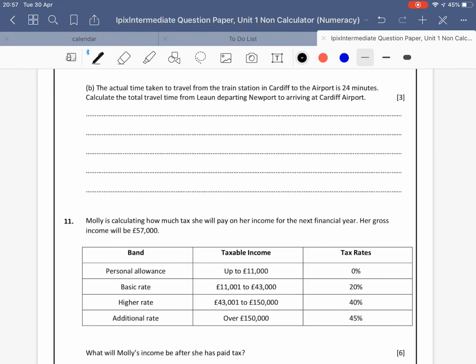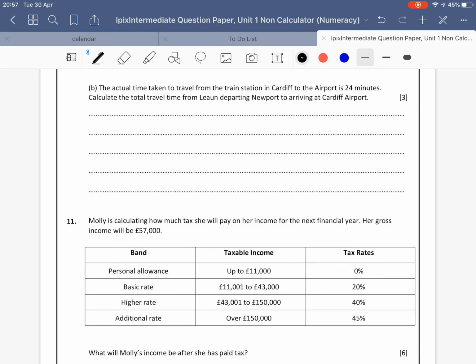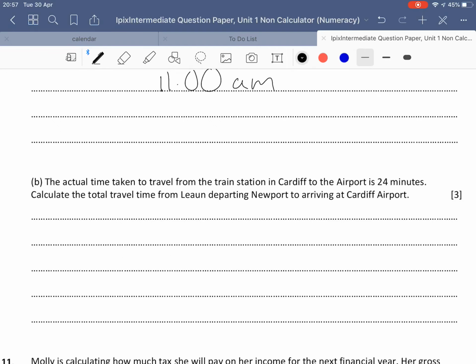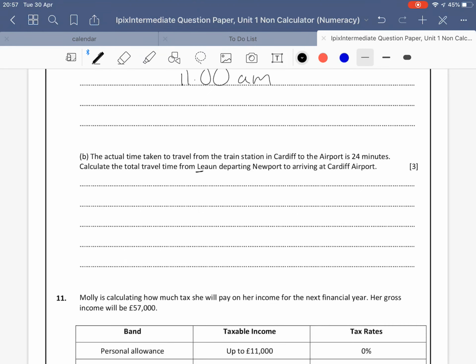The actual time to travel from the train station in Cardiff to the airport is 24 minutes. Calculate the total travel time from Lewin. They've changed his name now. Was that always an L? No, that wasn't always an L. I don't even know how you would say that. Calculate the total travel time from Lewin departing Newport to arriving at Cardiff Airport.